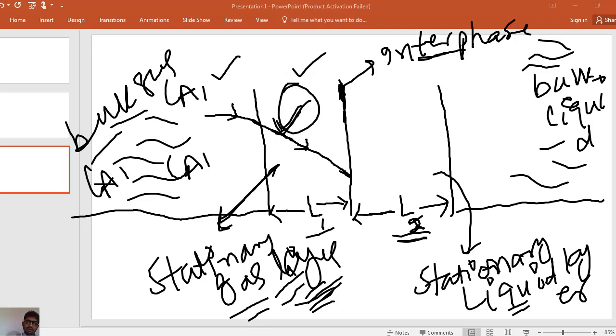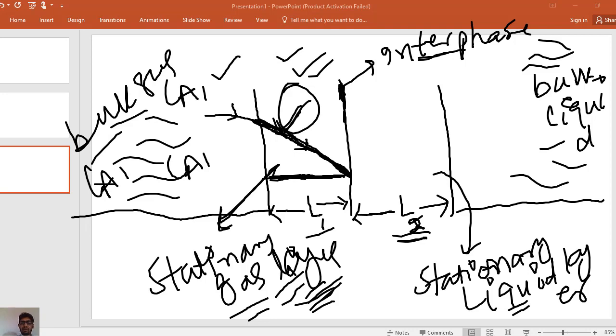So in this stationary gas layer, the concentration is decreasing with the length L1, the length of the stationary gas layer. It can be determined from Fick's first law of molecular diffusion.